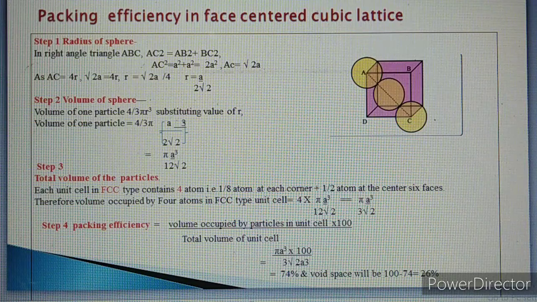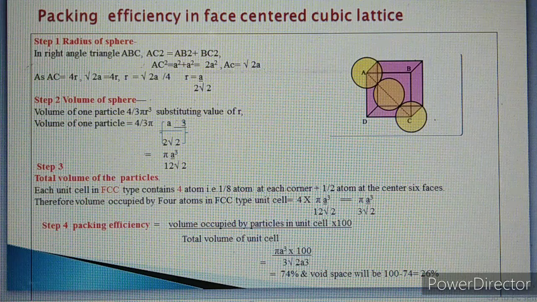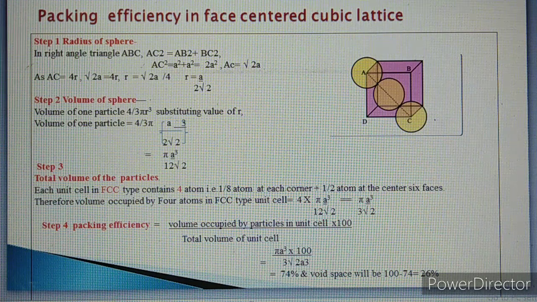See the first figure, diagram. In that diagram, the triangle is given. Which triangle is given? Triangle ABC. That is a right angle triangle. In right angle triangle ABC, by using this triangle, we are able to find the radius of the sphere. So again, step 1 will be radius of the sphere.